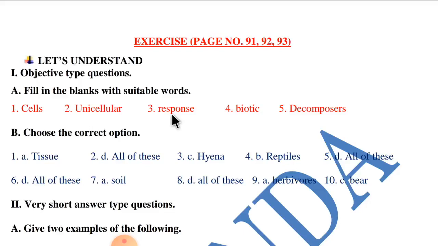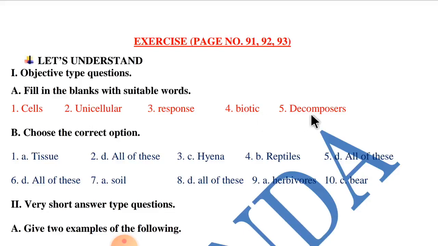Third, an organism's reaction to a change in its immediate environment is called response. Fourth, the word biotic means living. As you know, biotic components means living and abiotic means non-living. So here the answer is biotic.